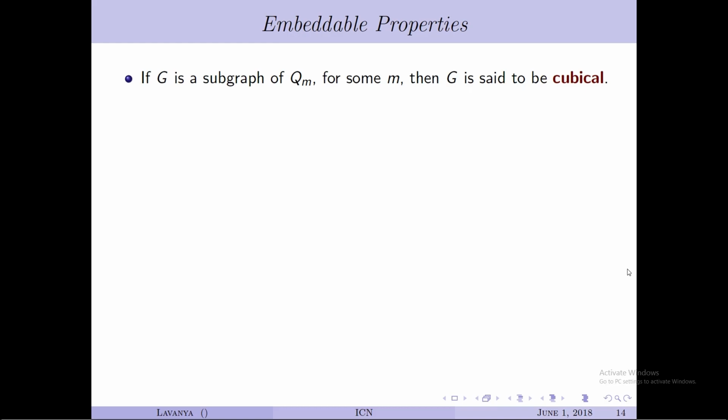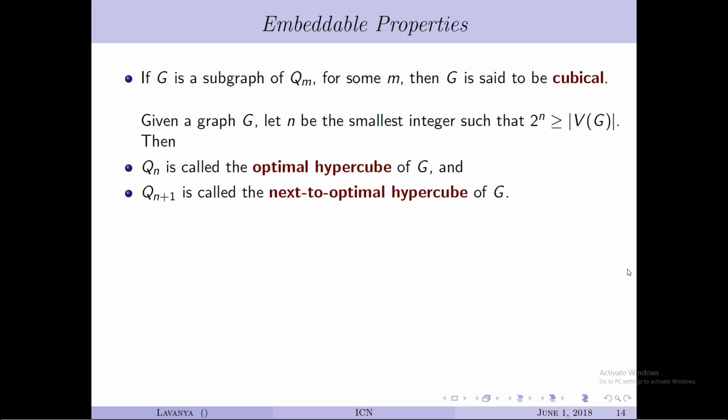So, these are some interesting properties which we will be using to embed any guest graph into my host, when the host is my hypercube. There are some special terminologies which we will be using for a couple of minutes. If G is a subgraph of an m-dimensional hypercube, then I say G is a cubical graph. That means it sits inside a cube graph. If it is a subgraph, then I call G cubical. So, we will also try to look into these kinds of embeddings.